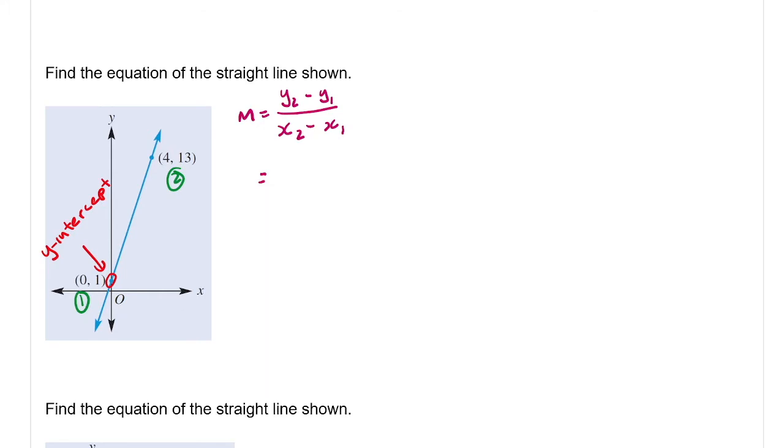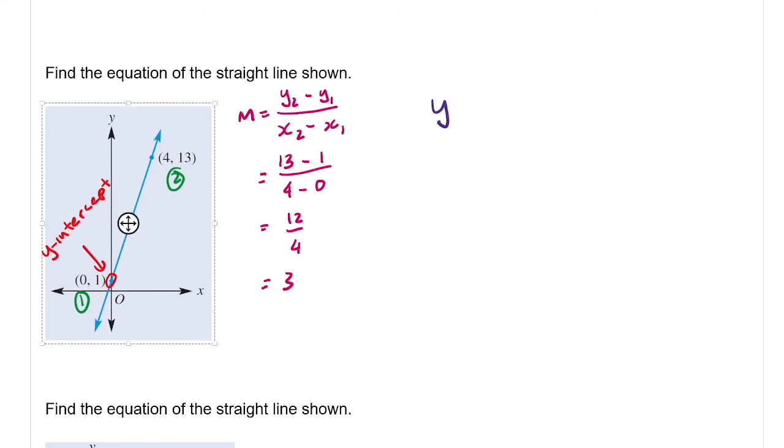So we're going to have 13 minus 1 over 4 minus nothing. Alright, so that's going to make that quite easy. So we have 13 minus 1, which is 12, over 4, because 4 minus 0 is 4. 12 divided by 4 is 3. So there's our gradient.